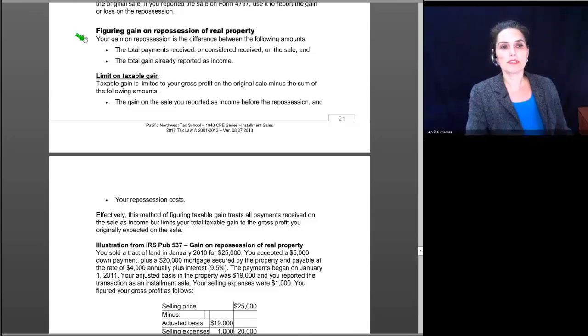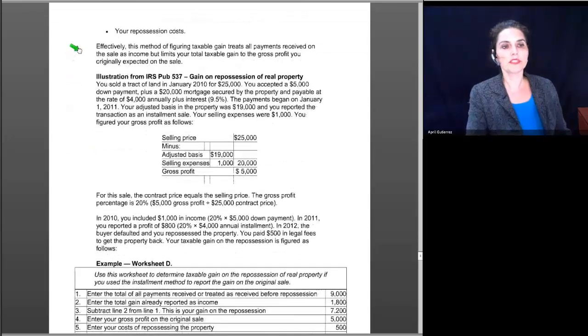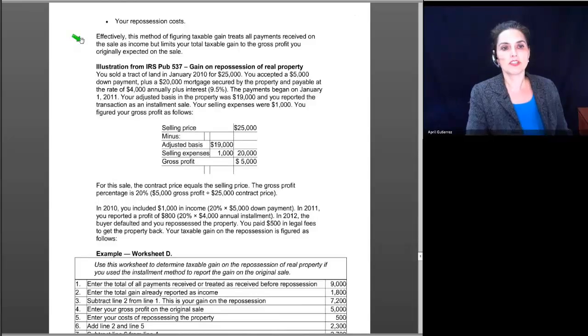Your gain on repossession is the difference between the following amounts: the total payments that you received or are considered to have received on the sale, and the total gain that you already reported as income. There is a limit on the amount of taxable gain. The taxable gain is limited to your gross profit on the original sale minus the sum of the following amounts: the gain on the sale you reported as income before the repossession and your repossession costs. The effect of this method of figuring taxable gain is to treat all payments received on the sale as income, but limits your total taxable gain to the gross profit you originally expected on the sale.